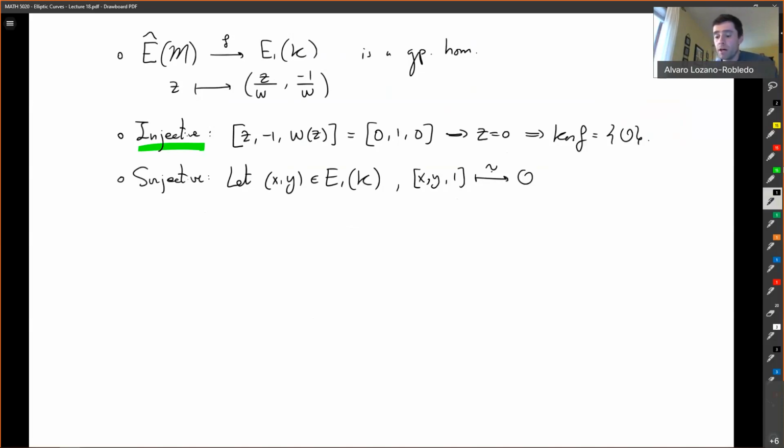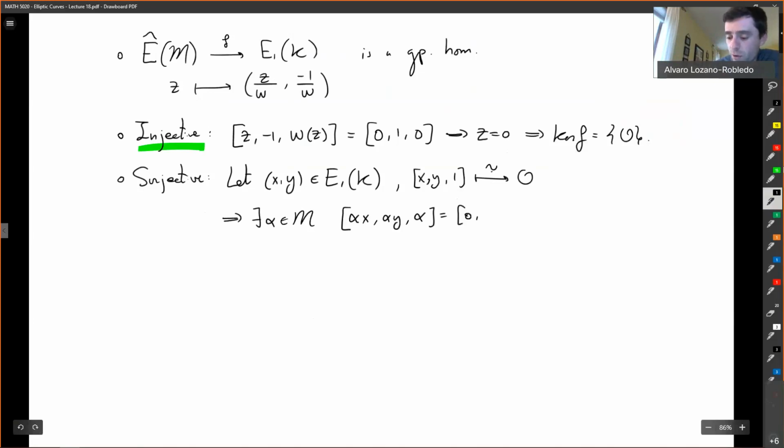Okay. So in particular, these are points, the x and y are in K, but if they map to O, something has to be in the denominator so that when I clear denominators, I go to O. Okay. So what this tells me is that there is some alpha in the maximal ideal that clears denominators minimally, so one of them has valuation 0, such that alpha x, alpha y, alpha is 0, 1, 0.